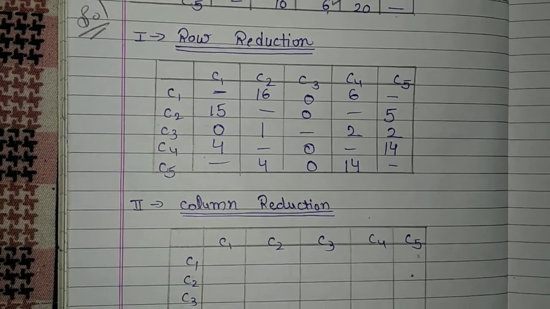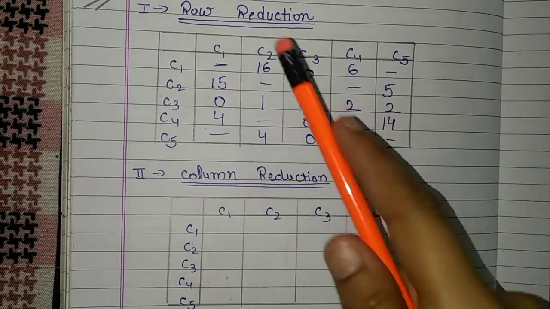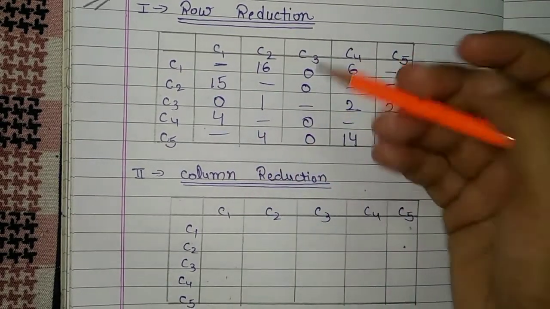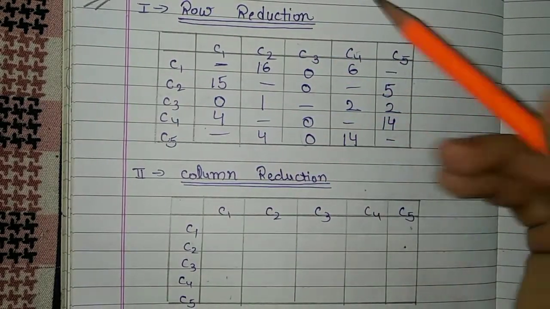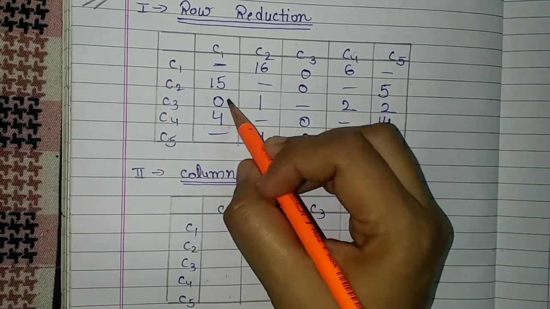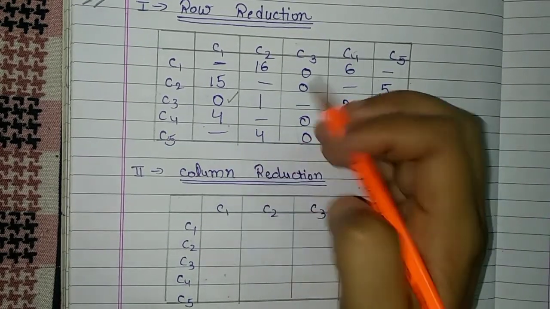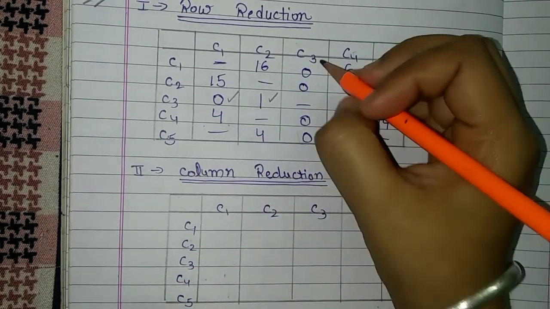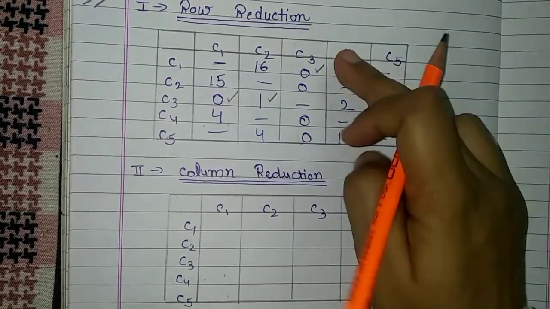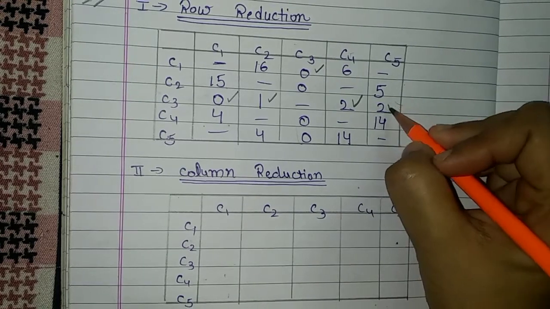We have to select the minimum number from each column in the row reduction. Like here the minimum number is 0. In this column the minimum number is 1. In this column the minimum number is 0. In this column the minimum number is 2. In this column the minimum number is 2.